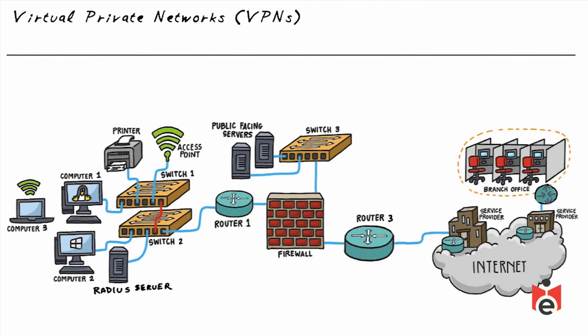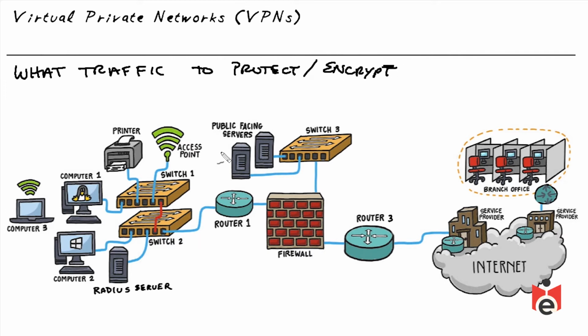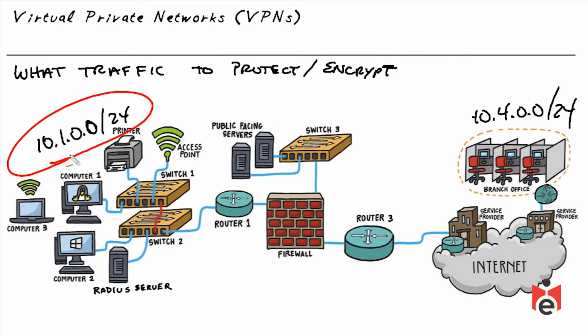And before we roll out a virtual private network, for example, a site-to-site between the branch office and the headquarters site, we should identify a few things. The first question might be, what traffic do we want to protect and encrypt and send over the tunnel? So if over here on the left, we have the 10.1.0 network, and out here at the branch office, we have the 10.4.0 network. As part of our plan, we could say we want to encrypt and tunnel everything that's coming from the 10.1 network going to the 10.4 network.